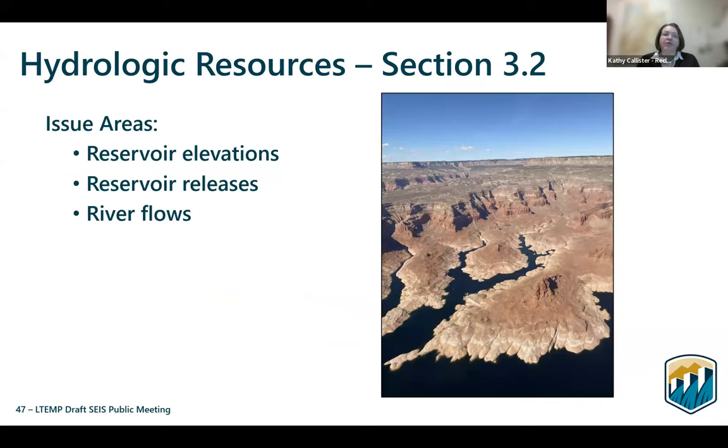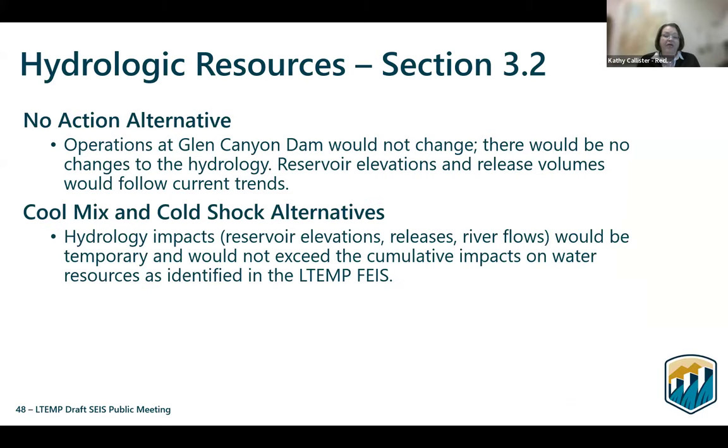All right, moving on to hydrologic resources, which are covered in section 3.2. The issue areas covered in the draft SEIS include reservoir elevations, reservoir releases, and river flows. Under the no action alternative, again, operations would not change and there would be no changes to the hydrology. Reservoir elevations and release volumes would follow current trends.